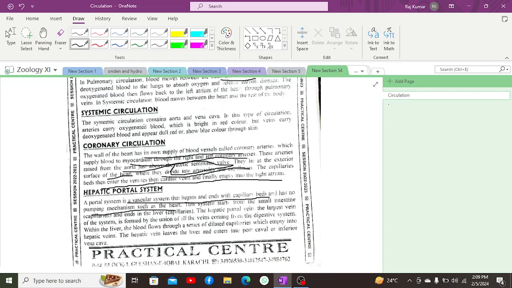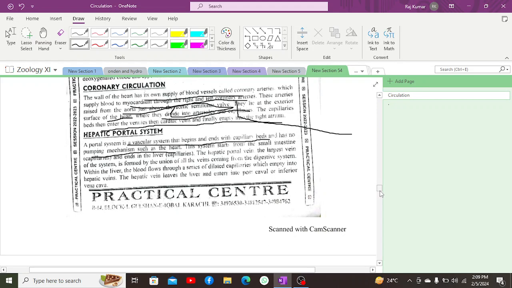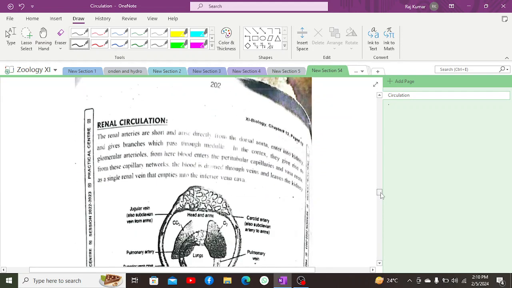Apart from that, within the liver, the blood flows through a series of dilated capillaries which empty into the hepatic veins. The hepatic vein leaves the liver and enters into the post caval or inferior vena cava. This is done by first transferring the blood from the hepatic portal vein to the abdominal vein, and from the abdominal vein back into the inferior vena cava.